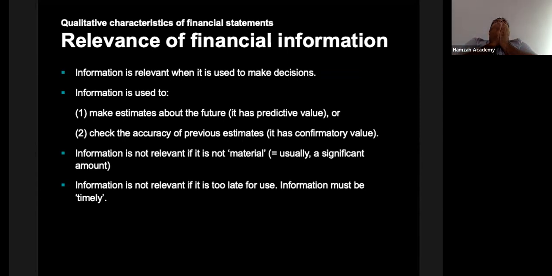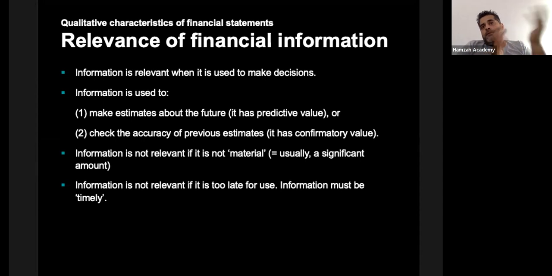So over here, we have to ensure that the financial information must be relevant. Users need financial information to make decisions, and financial information should help them to make those decisions. The IASB framework states that information is relevant if it has a predictive value or confirmatory value, right?